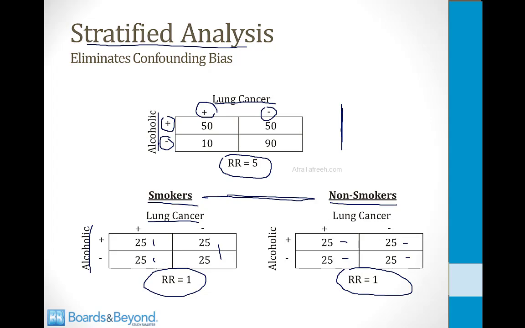And you're often shown stratified analyses on your board exams, and you need to recognize that when the risk ratio goes away once you split it up into 2 subgroups, that means there was a confounder causing the initial results like what I showed up here on the top of the screen.